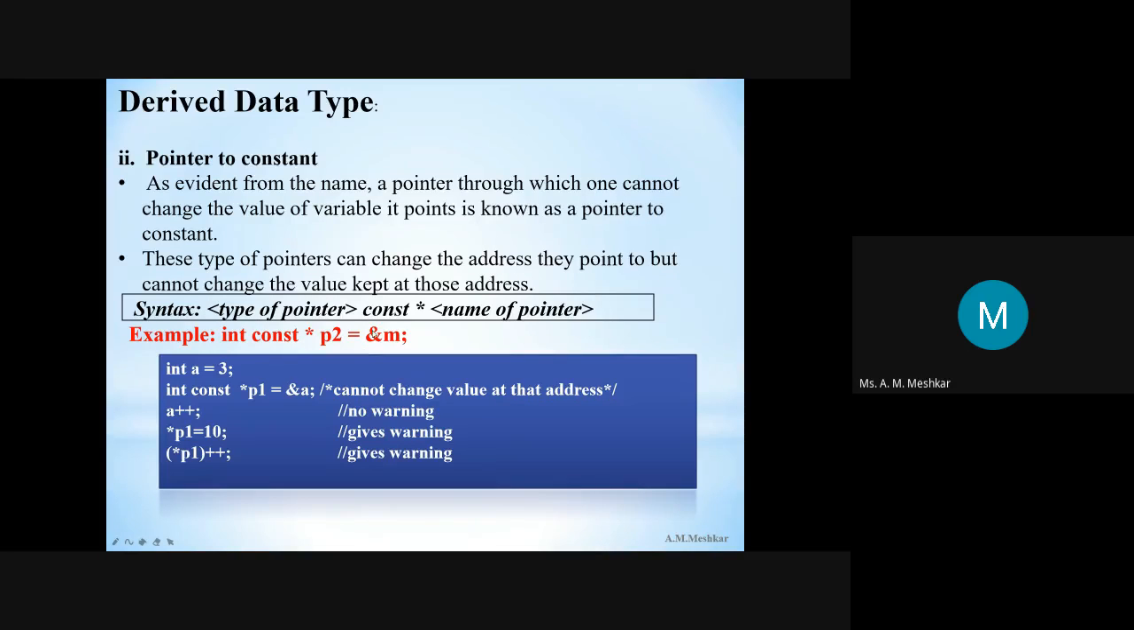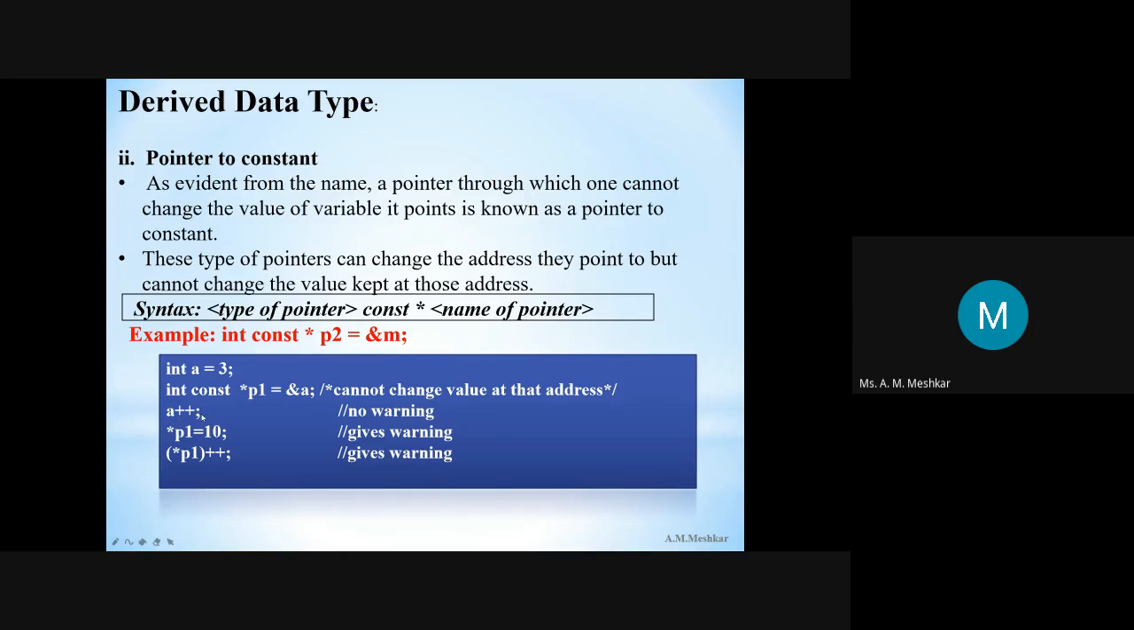Now see here, let's look at the example. int a = 3. Now I have declared const int star p1 = &a. By looking at the syntax, you can say that p1 is a pointer to a constant. What we say is that you can't change the value at a with the help of the pointer. This is the meaning of the statement: you cannot change the value at that address.